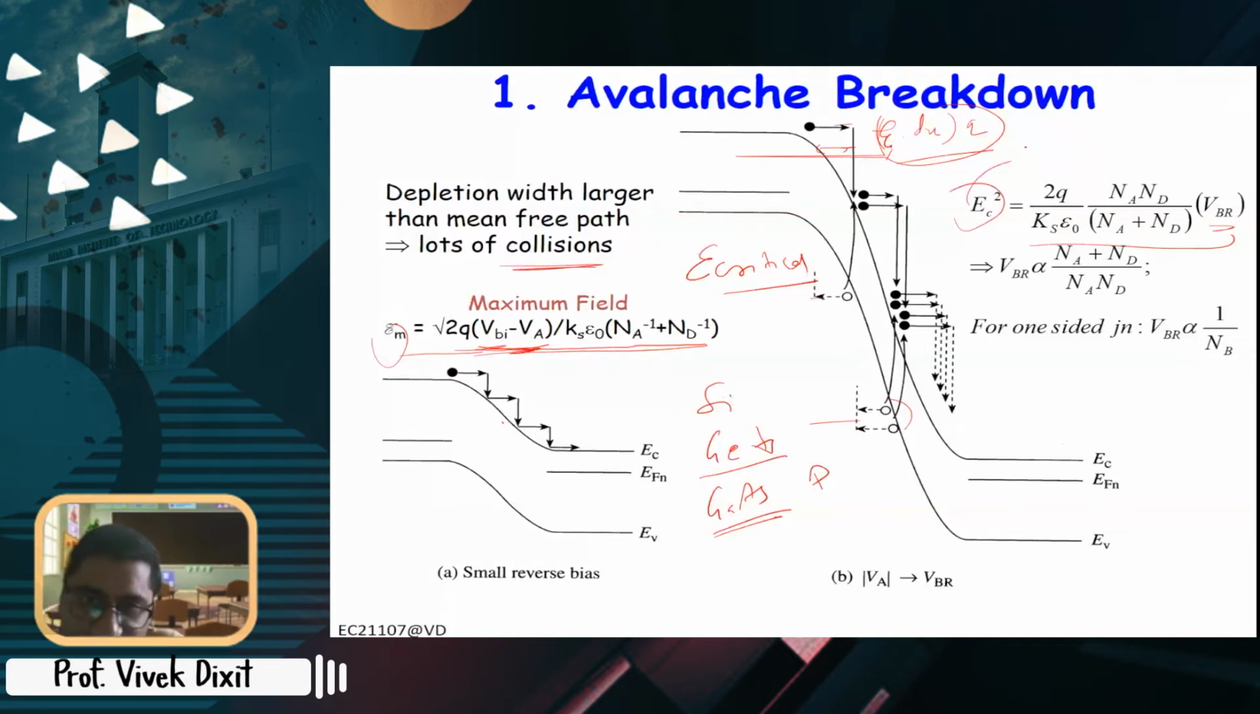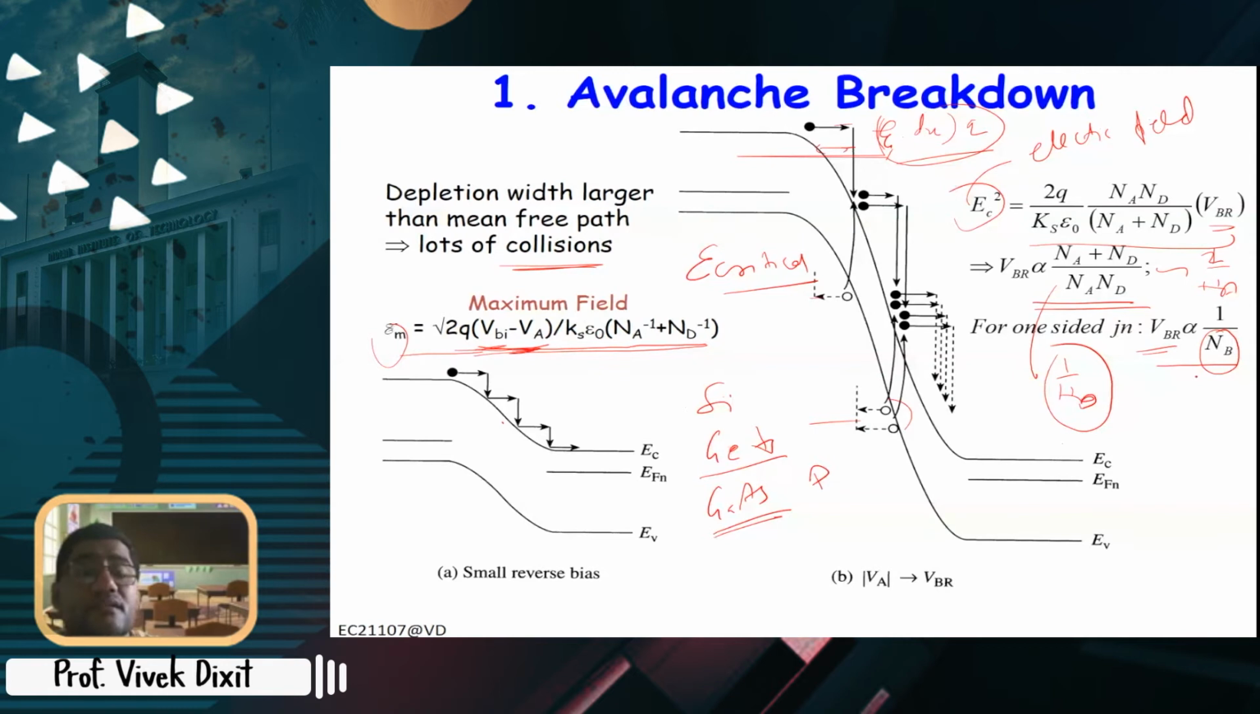Now this EC is not the conduction band energy, right? This is the electric field, the critical electric field. So this comes out to (Na plus Nd) by Na Nd. Now if both the dopings are the same, if Na and Nd are equal, it is basically 2 by Na or Nd, right? If it is one-sided, let's say Na is large, the numerator will be Na only, the denominator will be Na Nd, so this will become 1 by Nd. So this is inversely proportional to the doping of the less doped region. That means if you increase the doping of the lower doped side, the breakdown voltage will decrease. The breakdown will occur at a smaller voltage.